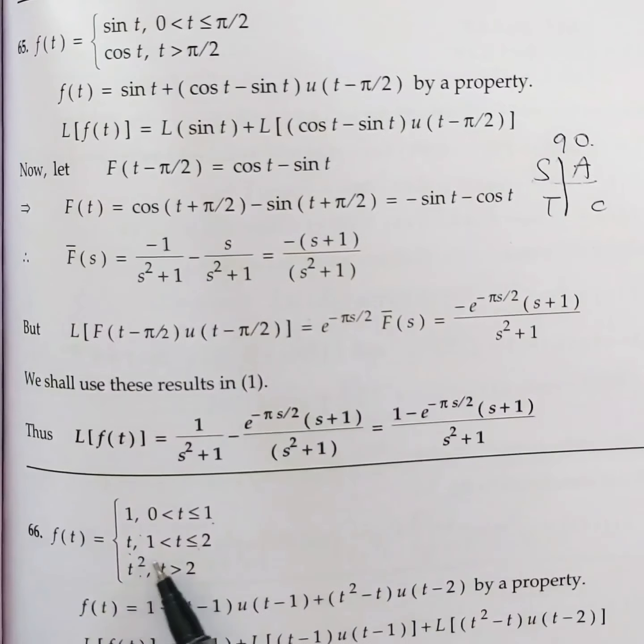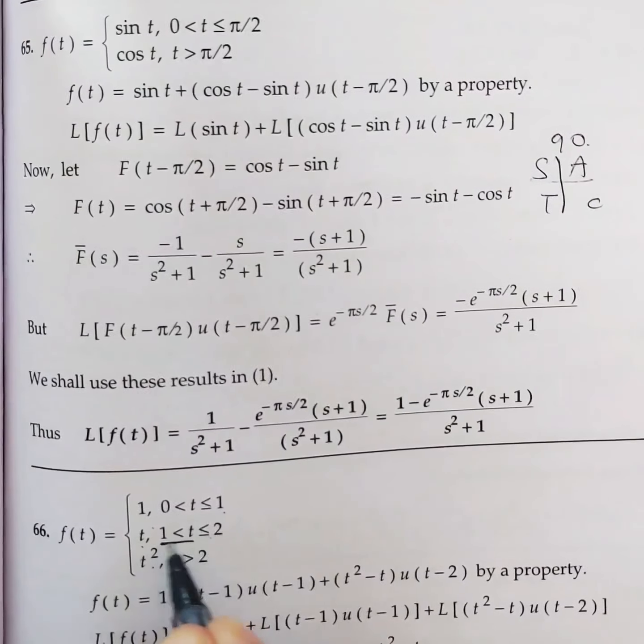This is the property. So when you are writing here, you have to concentrate only on this t greater than what.